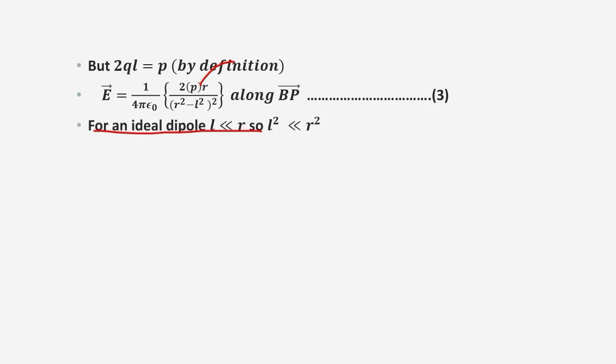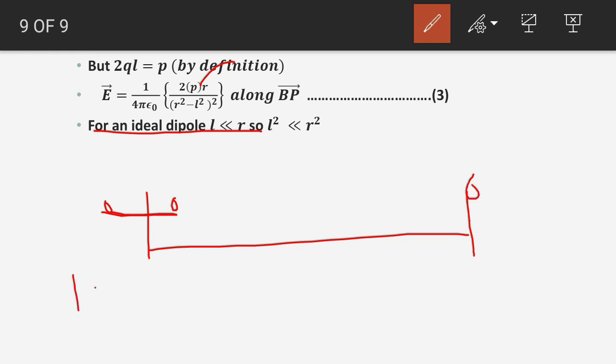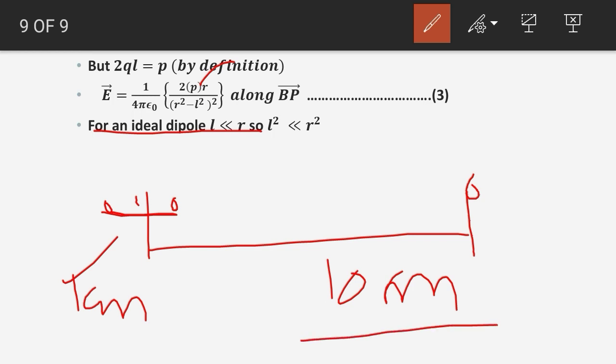Then for the ideal cases of this dipole, the dimension of the dipole, that is the length between these two charges, will be much smaller compared to the distance of investigation. For a practical example, if I take this dipole as 1 centimeter long and perform my investigation at a distance of 10 meter, then 10 meter is way higher than 1 centimeter. So here, this is the distance L and this is the distance r. So r is much greater than L.